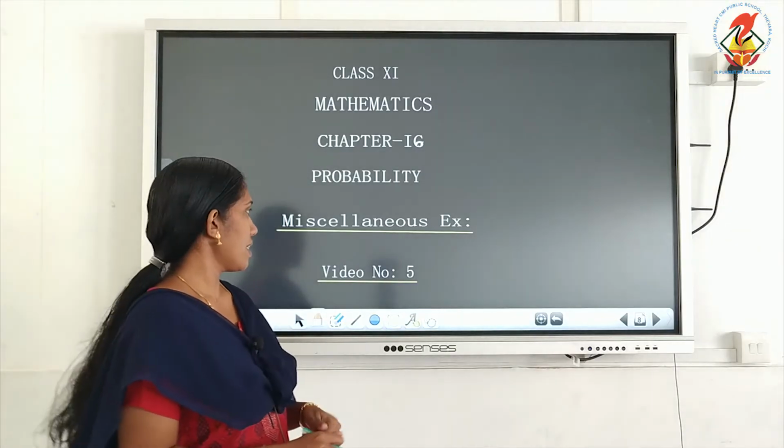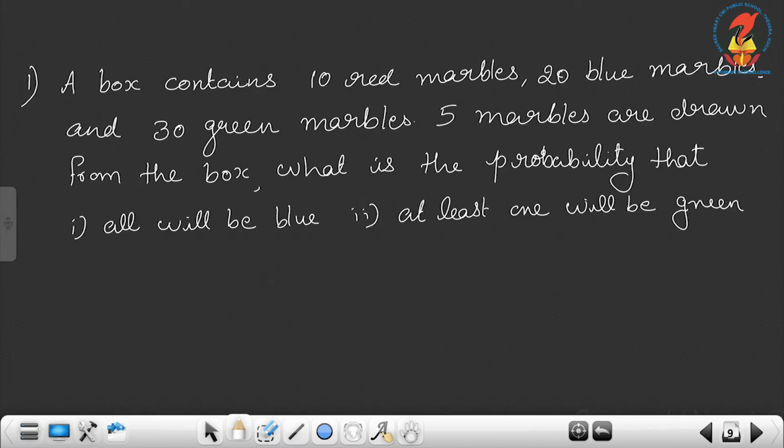Next is miscellaneous exercise. The first question. A box contains 10 red marbles, 20 blue marbles and 30 green marbles. 5 marbles are drawn from the box. What is the probability that all will be blue, at least one will be green?